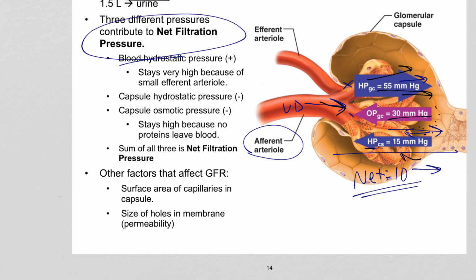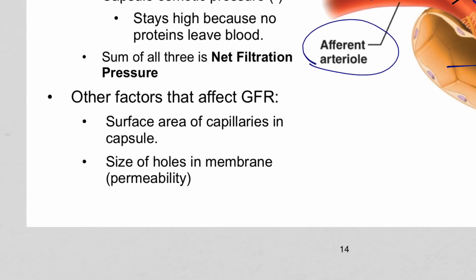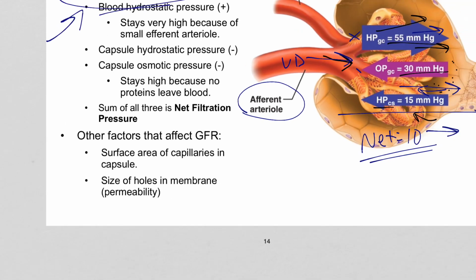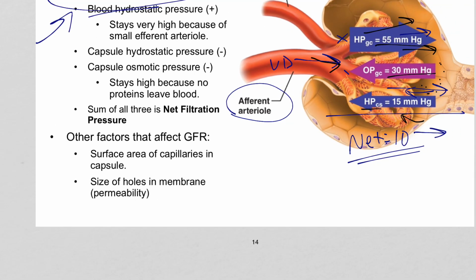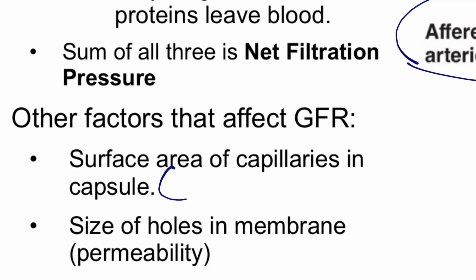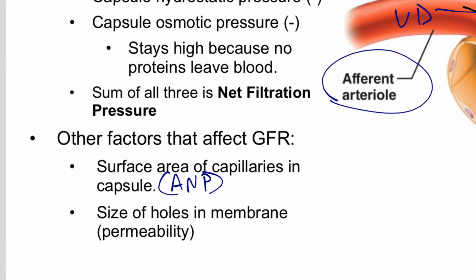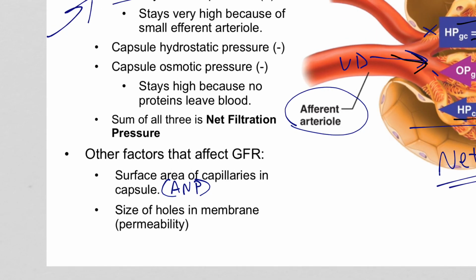Okay. So biggest variable, net filtration pressure. The other factors that affect GFR, surface area of capillaries, they're not really drawn or shown in most of these illustrations, but all of these capillaries have tiny bits of smooth muscle around them, and there's a hormone called atrial natriuretic peptide, or ANP, that can affect the surface area of those capillaries by relaxing or contracting those little bits of smooth muscle. We'll get to that later. That plays a secondary but still important role.